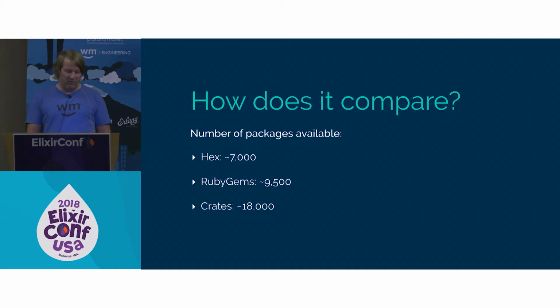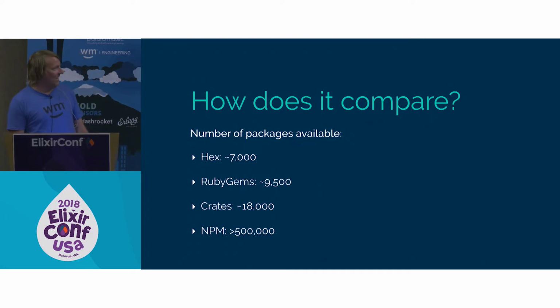Crates, the package manager for Rust, has about 18,000 now. NPM, that's the big boy. Their website says greater than 500,000. The last count I saw was north of 680,000. So I think you could draw a lot of conclusions from that as to what the value of any given package is, per se. Yeah, exactly. It's the joke that tells itself.